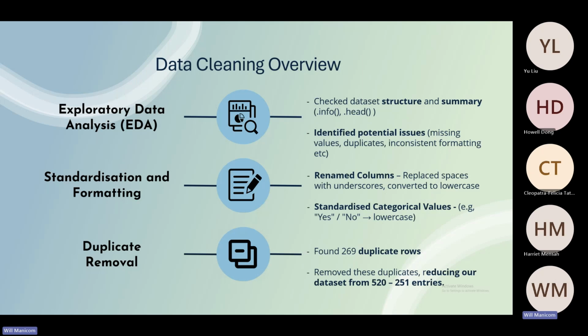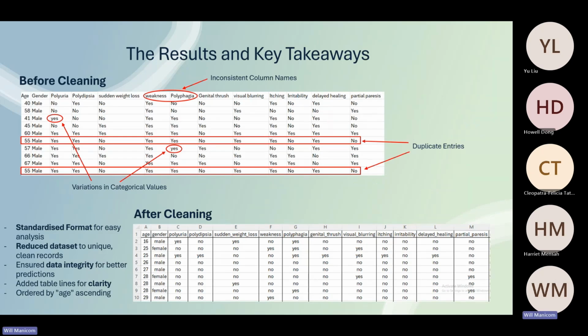And finally, we checked for duplicate records and found 269 duplicate rows. These were removed, reducing the dataset from 520 to 251 unique records. This step was crucial to prevent redundant or misleading insights in our analysis. So this slide shows the results and key takeaways of our data cleaning process.